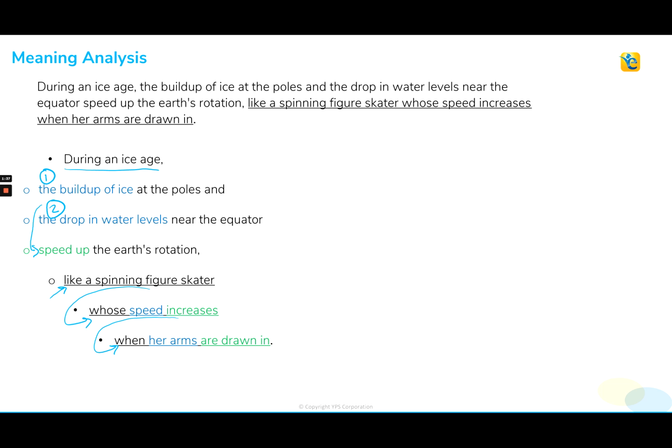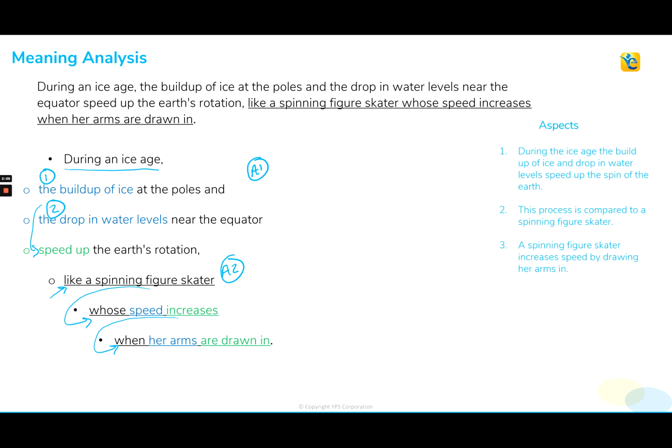Okay, so let's pull these key aspects. The first thing I know is that during the ice age, the buildup of ice and the drop in water levels speed up the spin of the Earth. This is aspect one, from the first portion of the sentence. The second part, the process is compared to a spinning figure skater. This was aspect two. And aspect three, a spinning figure skater increases speed by drawing in her arms. This is that third piece.